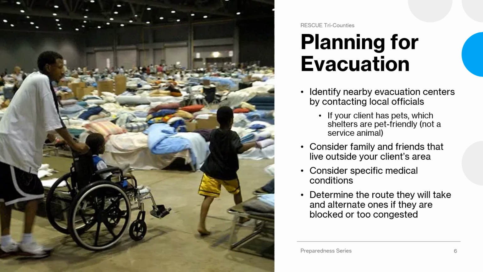Determine the route they will take and alternate ones if they are blocked or too congested. What route will your client take to get to the shelter or family or friend's house if they aren't there? What if the route is blocked or there is too much traffic? How will they get there? Have at least 3 routes or more planned. With that said, evacuation routes should also be planned for locations where they are likely to be, such as at work, school, a day center, or any other frequented location.